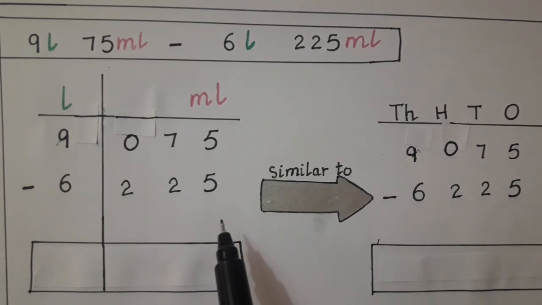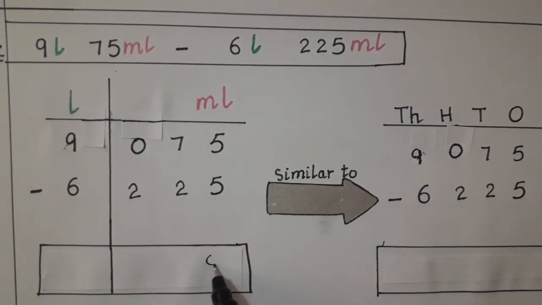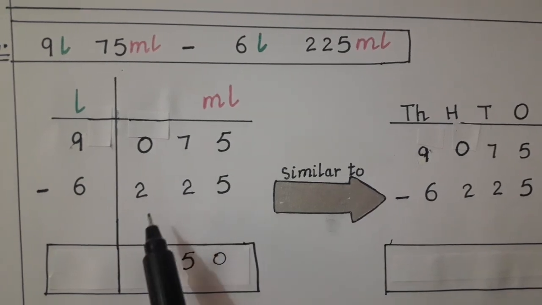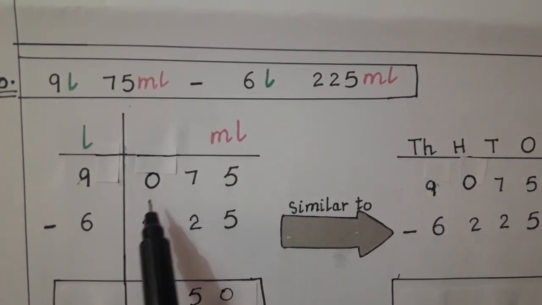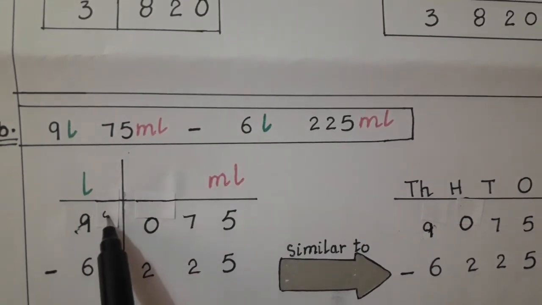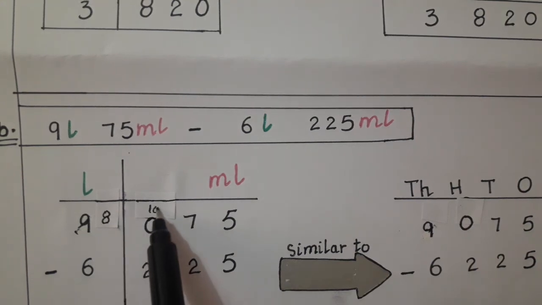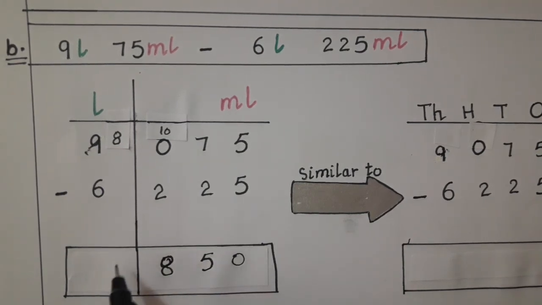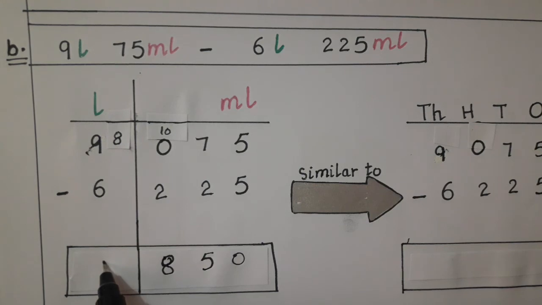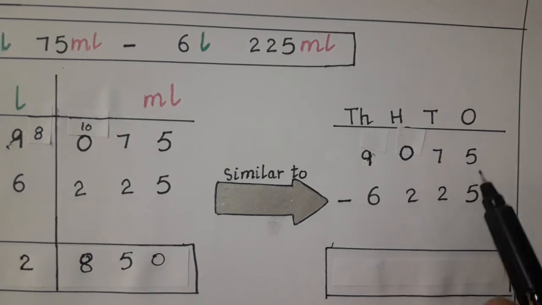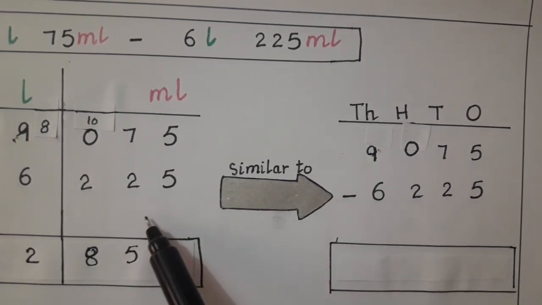So let's start. Subtract: 5 minus 5 is equal to 0, 7 minus 2, 5, and 0 minus 2, 0 is a smaller digit, so we will take a carry from this side. It will be left 8 and it will become 10. So 10 minus 2 is equal to 8, and 8 minus 6, how many? Just count on your fingers. It's 2.